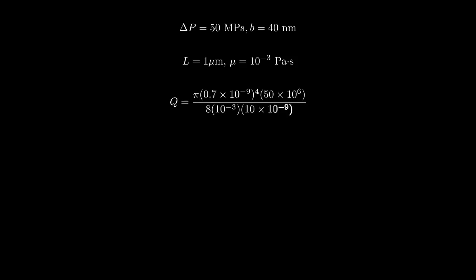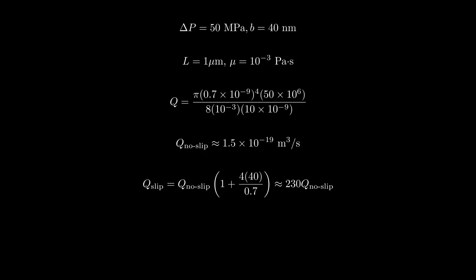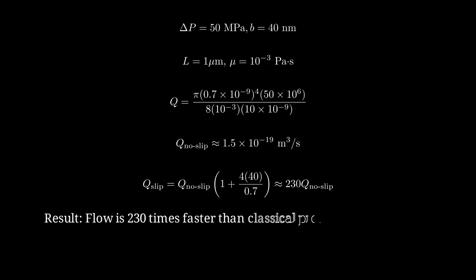Using Hagen-Poiseuille, the no-slip flow rate is pi times 0.7 nanometers to the fourth times 50 megapascals divided by 8 times viscosity times length. This gives about 1.5 times 10 to the minus 19 cubic meters per second for no-slip. With slip, we multiply by 1 plus 4 times 40 divided by 0.7, giving an enhancement of about 230 times. The result is dramatic. Flow is 230 times faster than classical theory would predict, making such membranes highly efficient.